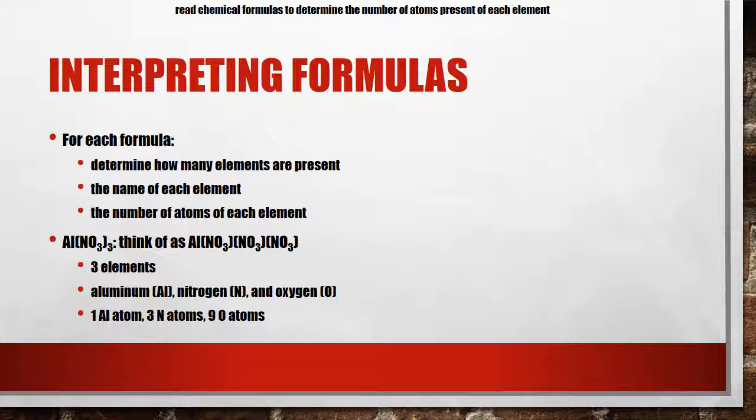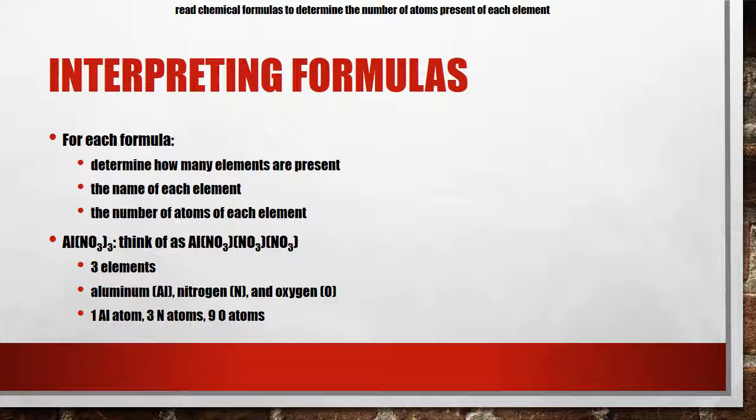And then as far as the oxygen is concerned, there are 9 oxygen atoms. How do we get 9? Well, I see that there's 3 here, there's another 3 here, there's another 3 here. So 3 plus 3 plus 3 is in fact 9 oxygen atoms.